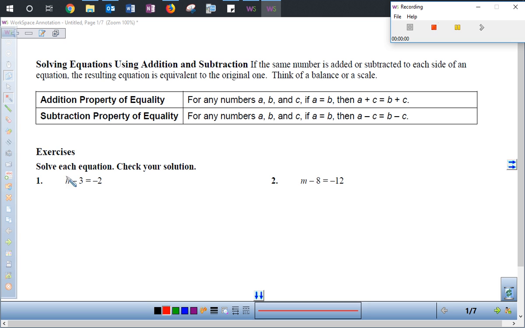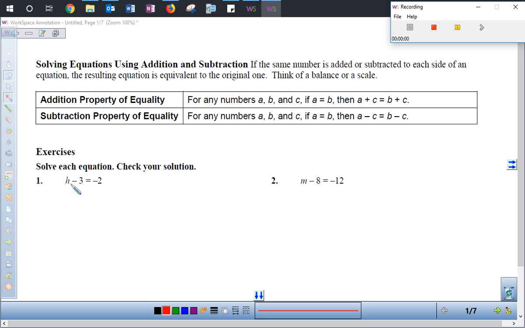Now to do this, we're going to use the addition property of equality and the subtraction property of equality. Basically what these say is that whatever you do to one side of an equation, you need to do to the other side just to keep it balanced. So on number 1, h minus 3 equals negative 2, our goal is to get the variable h all by itself on one side of the equal sign.